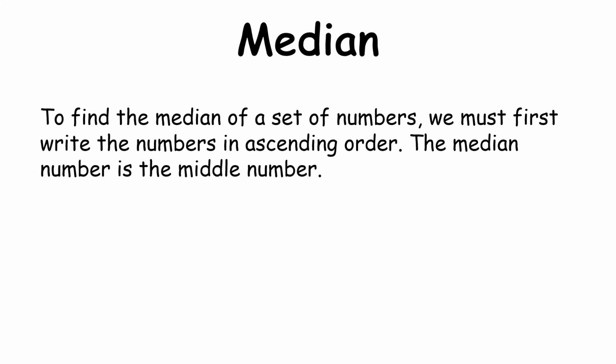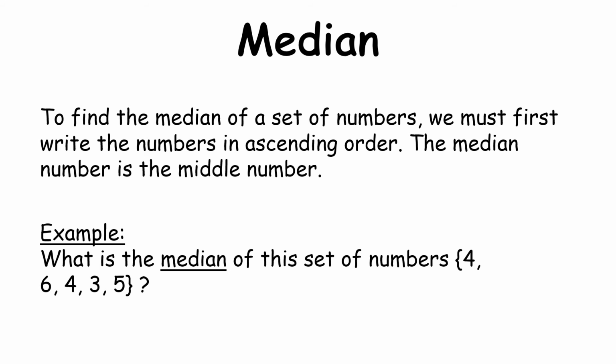So median, to find the median of a set of numbers, we must first write the numbers in ascending order. So that's from smallest to biggest. The median is the middle. So if you think of the word, median is in the middle. It has those D's, so it can help you remember it. So what is the median of this set of numbers? First thing I'm going to do, I'm going to write them in ascending order. I like to cross off as I use them because otherwise I will end up leaving something out. I might still leave something out, but I'm less likely to do it when I cross them off. So that's the top tip.